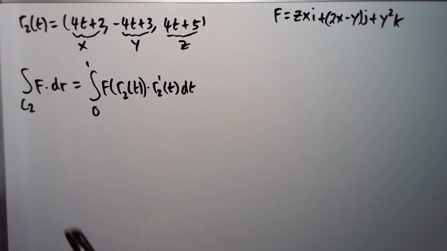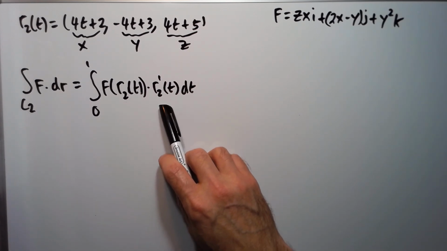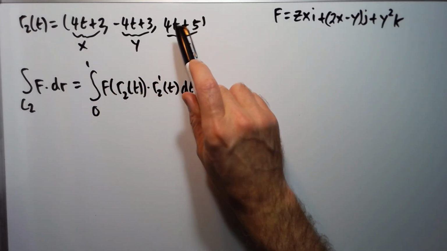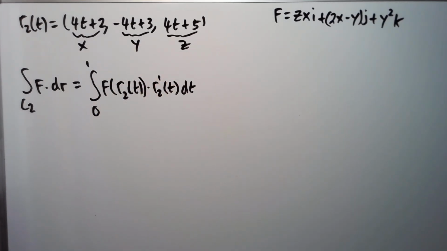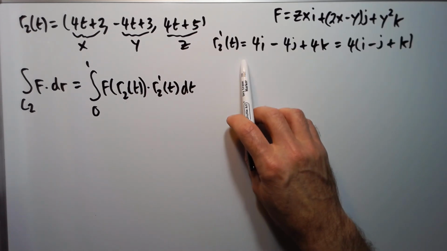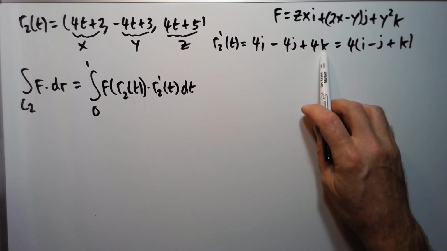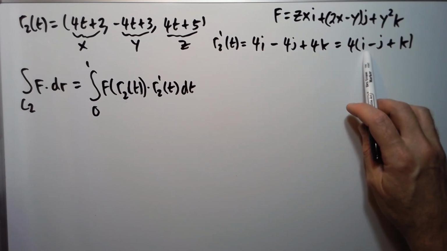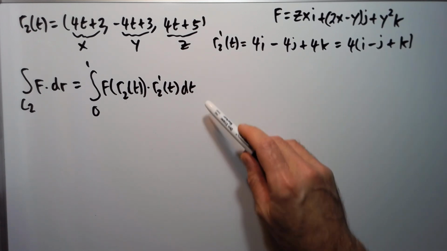Okay, so integrating over C2 now, we need to find our R2 prime, so the derivative of this would be 4, negative 4, 4. I'm going to write it here, my R2 prime. So I've written my R2 prime. Using the ijk notation, I factor the 4 out, and then I can write it as 4 times i minus j plus k. Okay, now let's substitute into this guy.